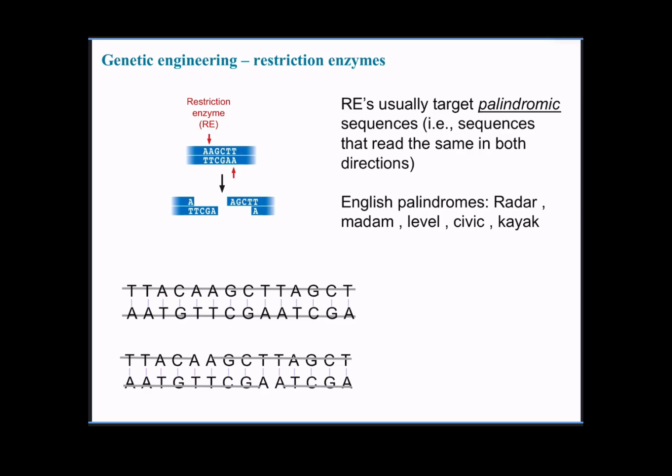To do this cutting that I mentioned before, the cutting out of the insert from its original source and the cutting open the vector, we use a very special family of enzymes that we refer to as restriction enzymes. Sometimes you'll see them as restriction endonucleases because that's what biochemically they are. They cut nucleic acids somewhere inside of the molecule. But for short, we call them restriction enzymes.